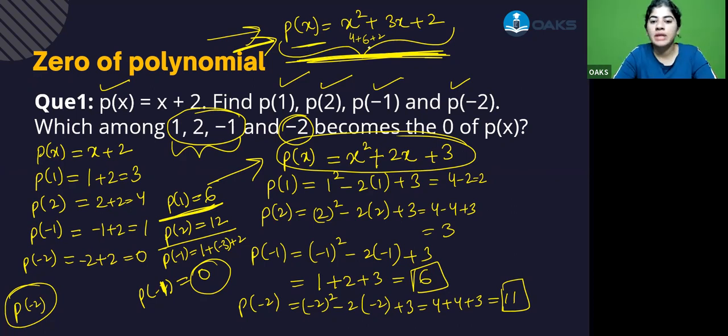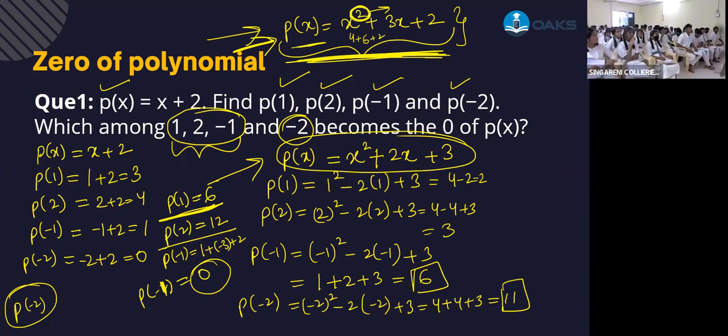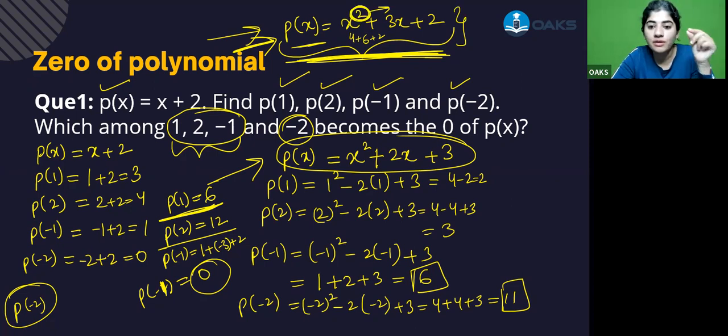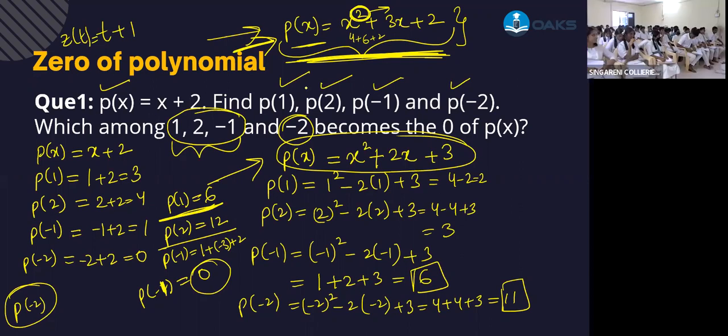Okay, let me tell you. When the polynomial is quadratic, whatever is the degree, the maximum number of zeros are this only. If we are finding zeros of a quadratic polynomial, the maximum number of zeros will be 2. If I am finding 0 of this, what is the maximum number of zeros?